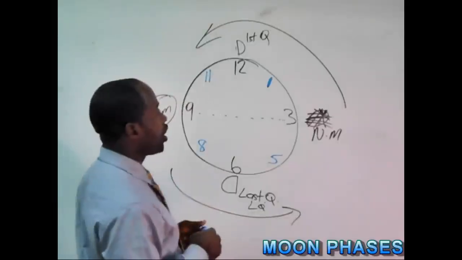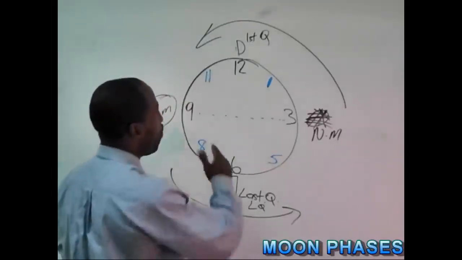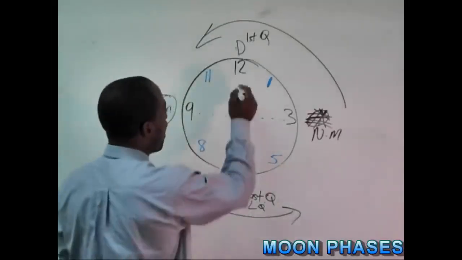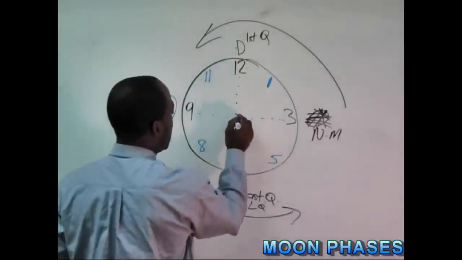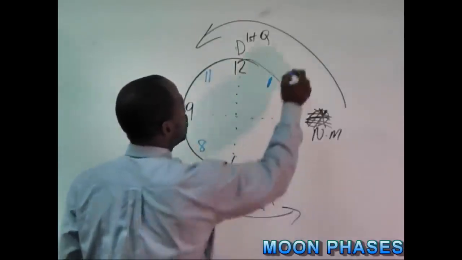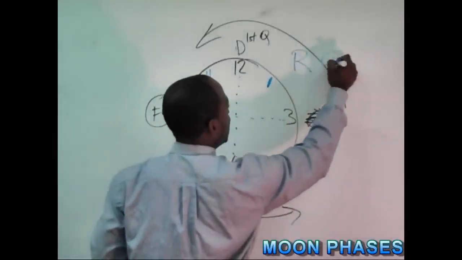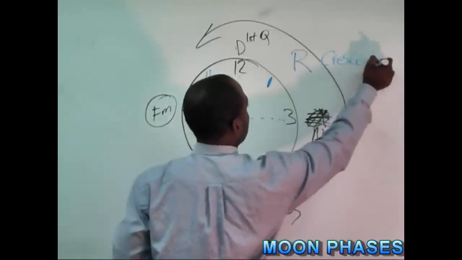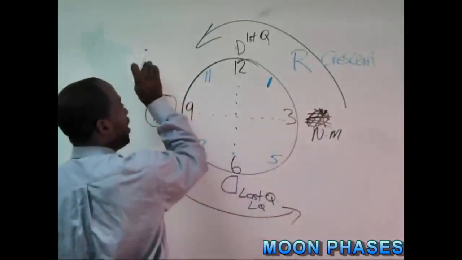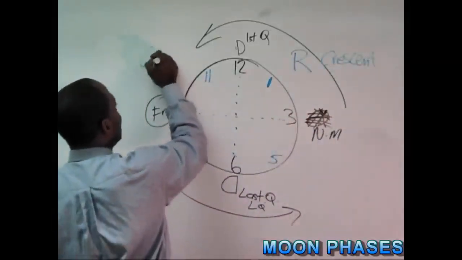The only other tricky part that you have to remember is this. We're going to split the clock up into a left and a right side. When it comes to the right side, I want you to think crescent. And on the left side, I want you to think gibbous.